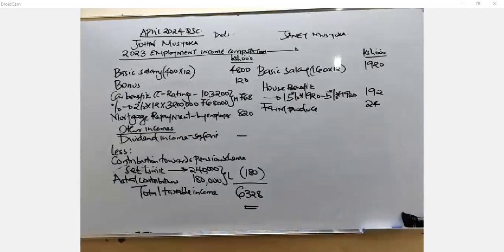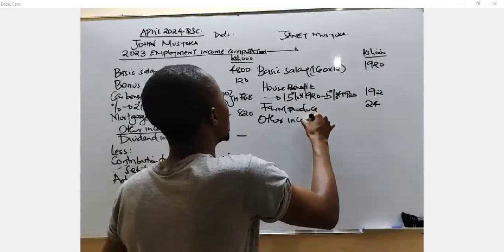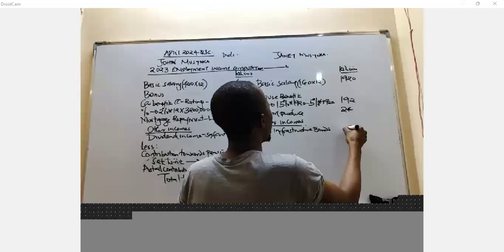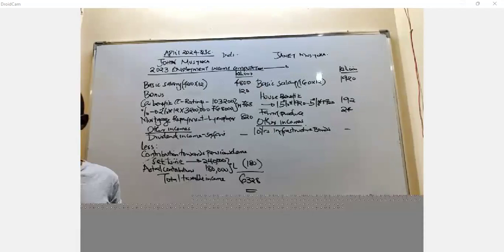Note number 9, we have been told her other income comprised of interest income and the 10-year infrastructure bonds. These are the other incomes. The 10-year infrastructure bonds are not taxable. We also have the interest from Wema Development Bank of 85,000.